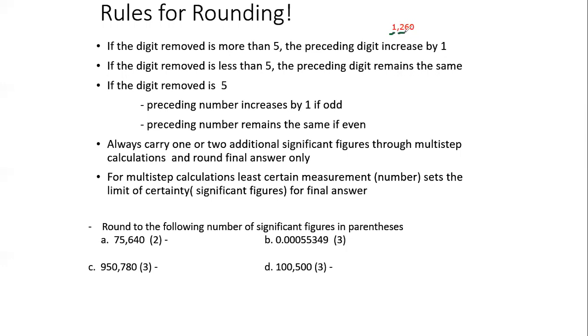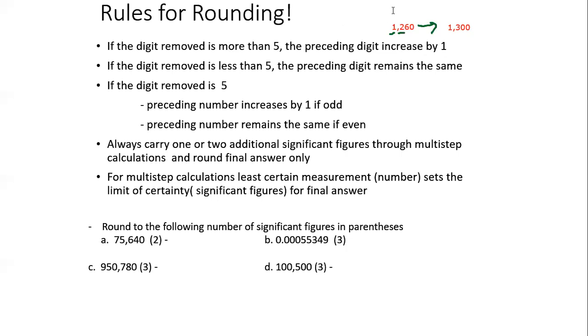So we get the 1 and the 2. The digit to be removed is a 6. Since 6 is more than 5, we would round the 2 up by 1. So this would become 1,300. So again, since the 6, which is the digit to be removed, is greater than 5, the preceding digit we increase by 1.